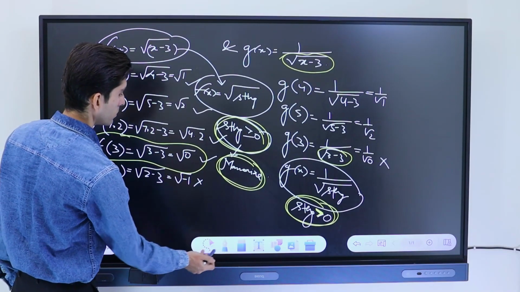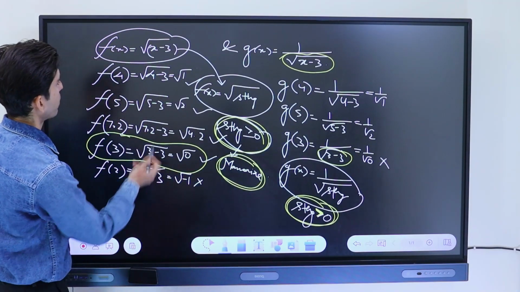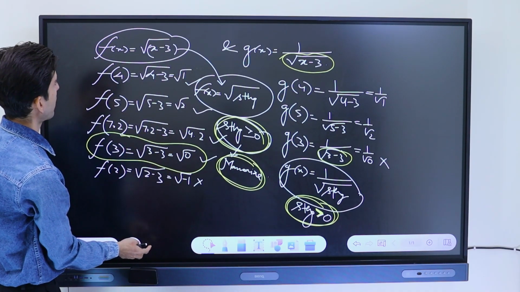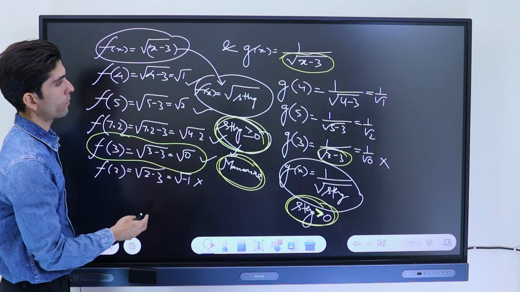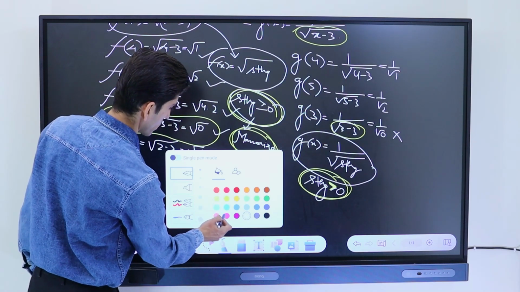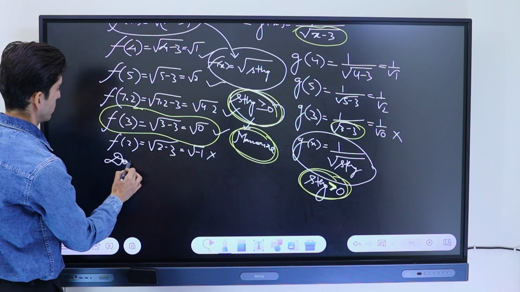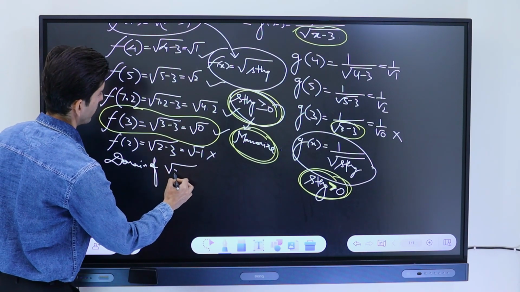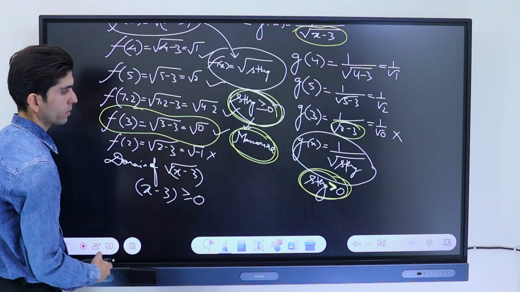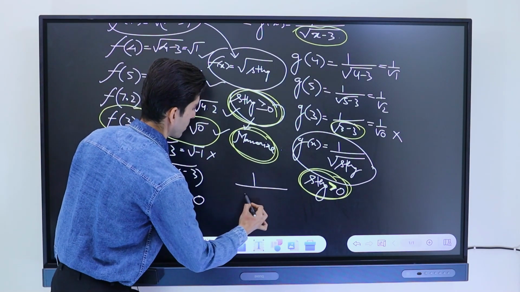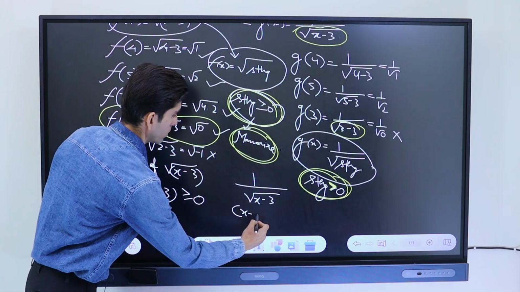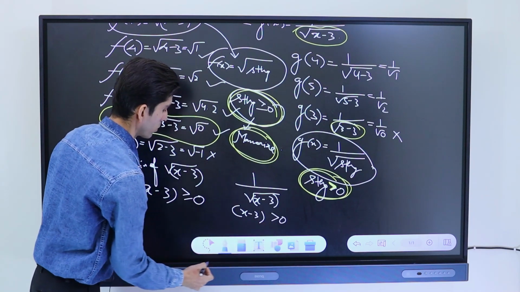So for this f(x) = square root of (x minus 3), and for g(x) = 1 upon square root of (x minus 3), what you can write here is: for the domain of square root of (x minus 3), simply something, this is your something, it has to be greater than or equal to 0. And when we have 1 upon square root of (x minus 3), this something has to be greater than 0.